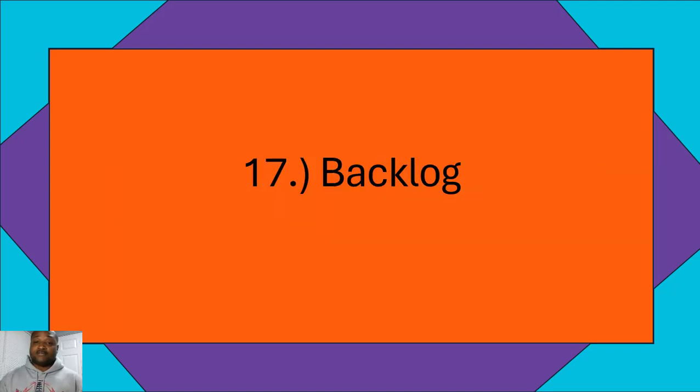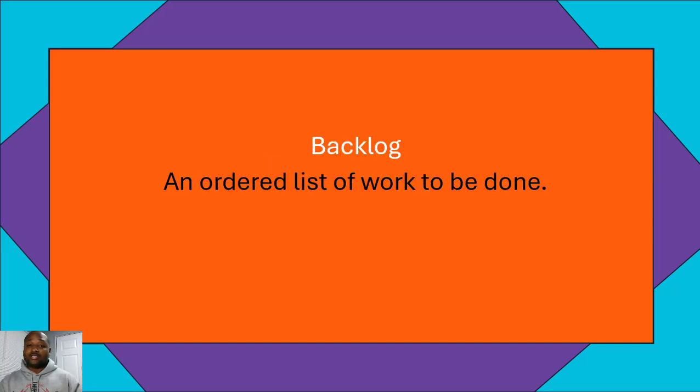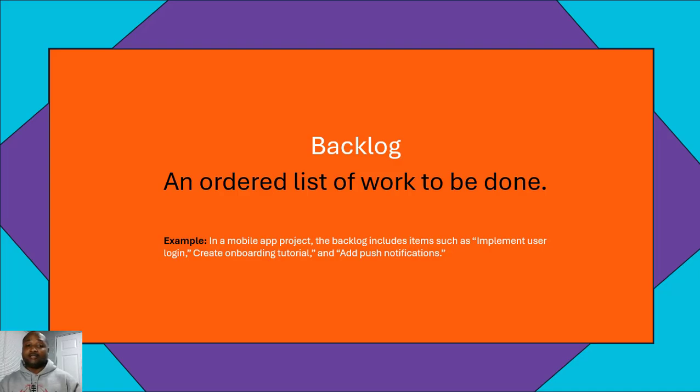Moving along, number 17, backlog. Backlog is an ordered list of work to be done. You're going to hear this term come up a lot once you guys dive into your studies. An example of that would be in a mobile app project, the backlog includes items such as implement user login, create onboarding tutorial, and add push notifications.